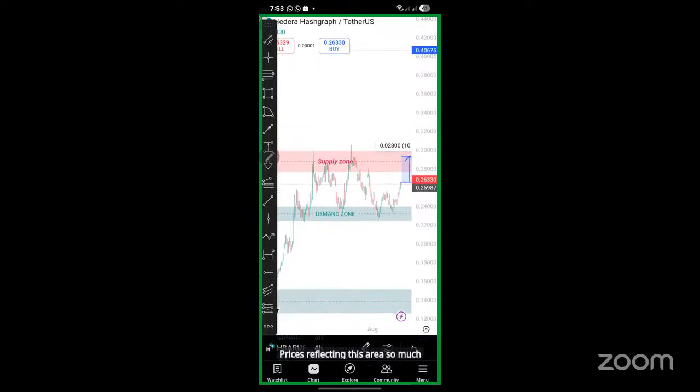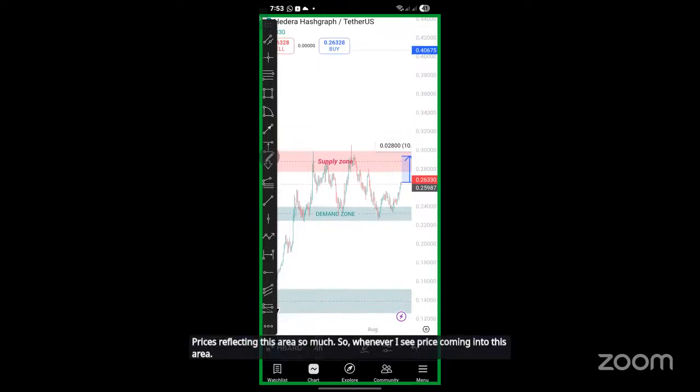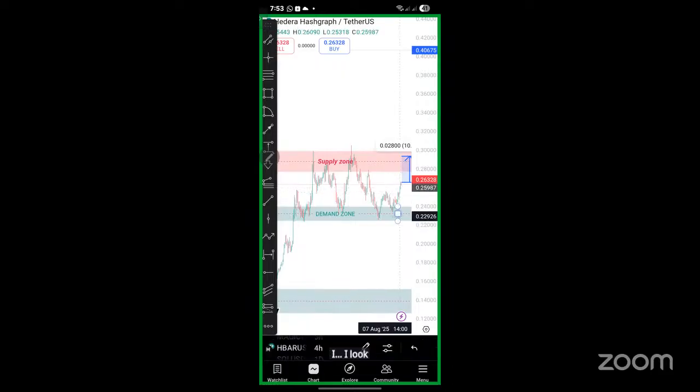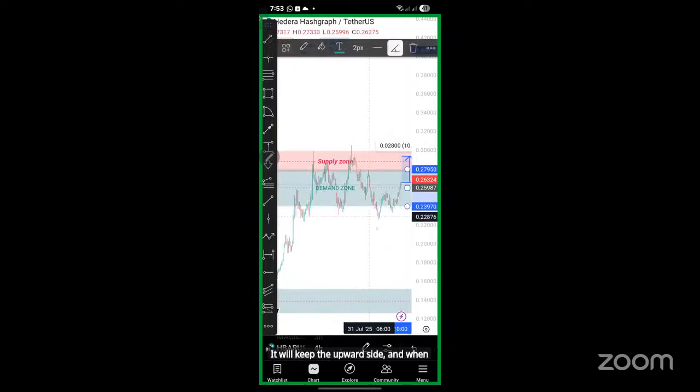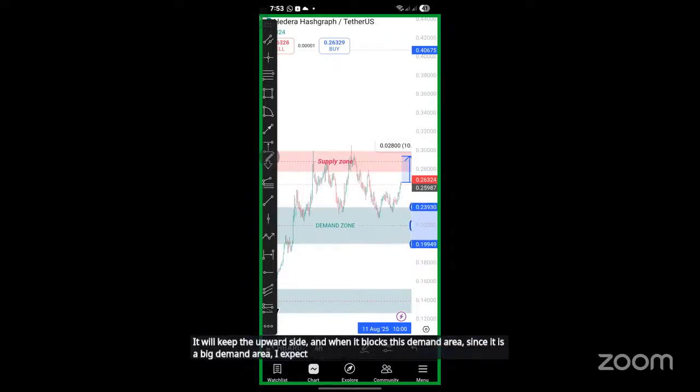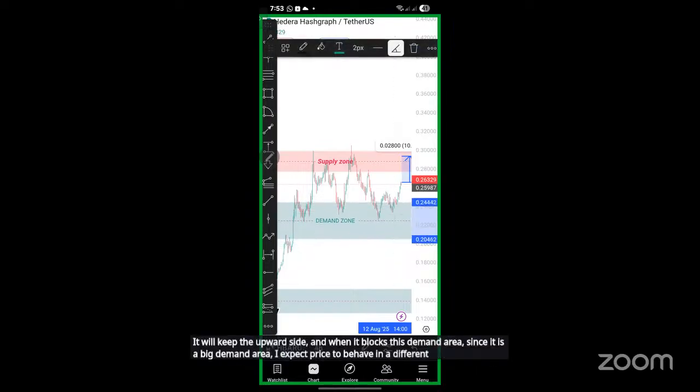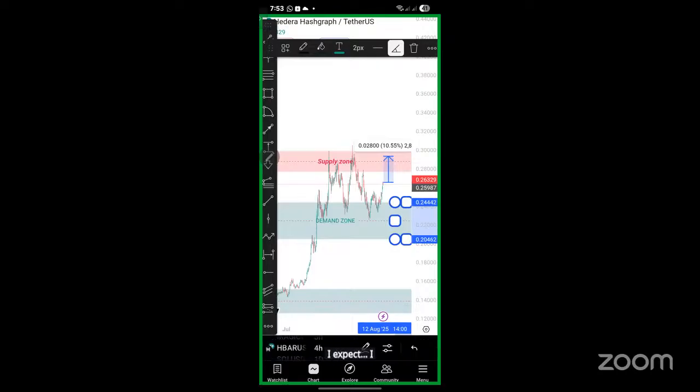So whenever I see price coming to this area, I look for it. When it doesn't break through down, it will keep the upward side. And when it breaks this demand area, since it is a big demand area, I expect price to behave in a different way. You understand? I expect price to behave in a different way.